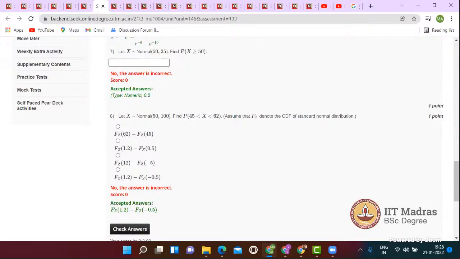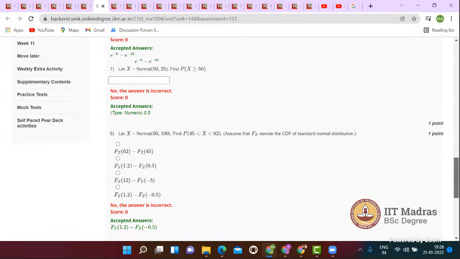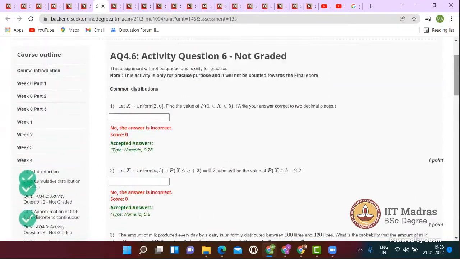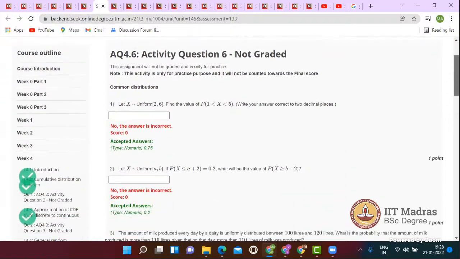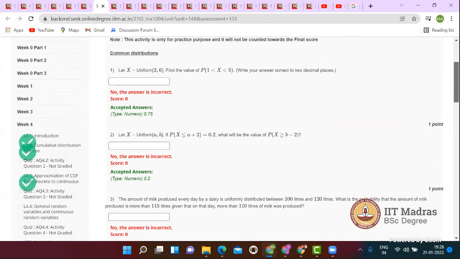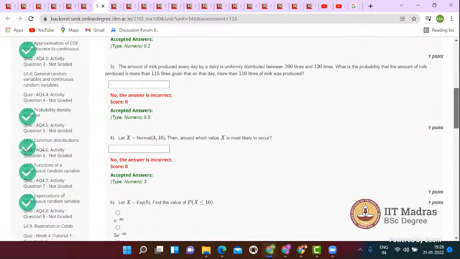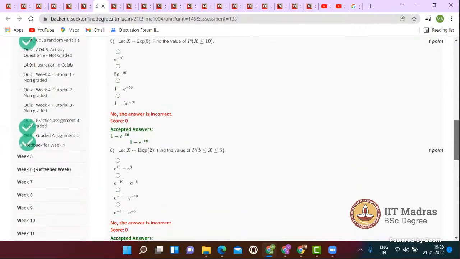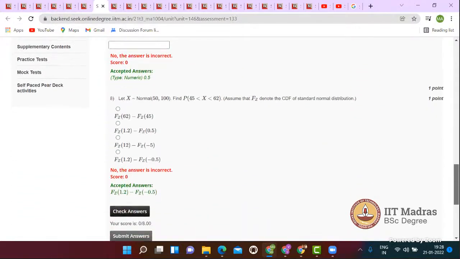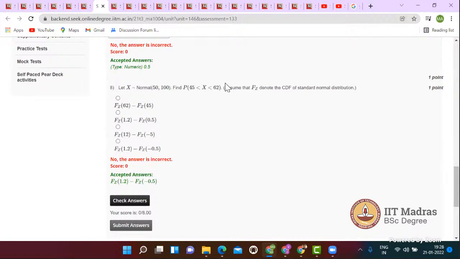I guess there will be a problem in 4.7 and 4.7 only. Till 4.6, there won't be any issue. So do you have any issue in 4.6? Normal distribution is important. These are all simple: uniform, normal, exponential. So you won't be having any problem in this equation. You just have to convert this into the standard form.